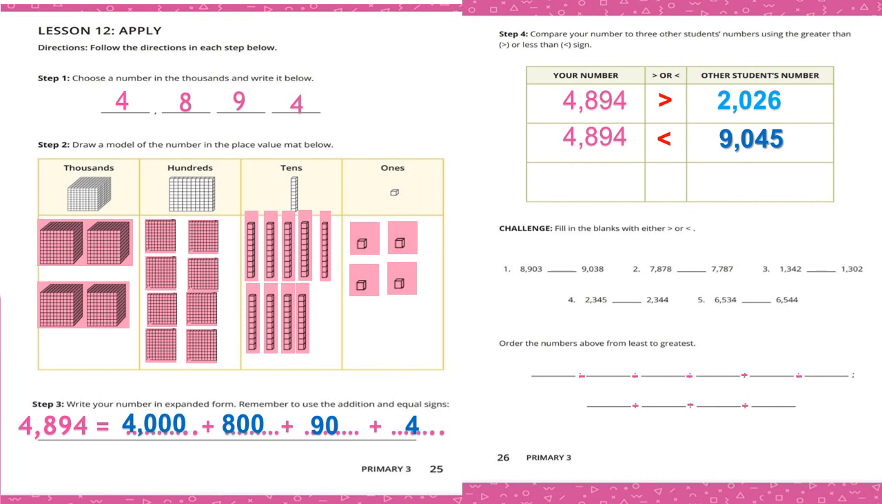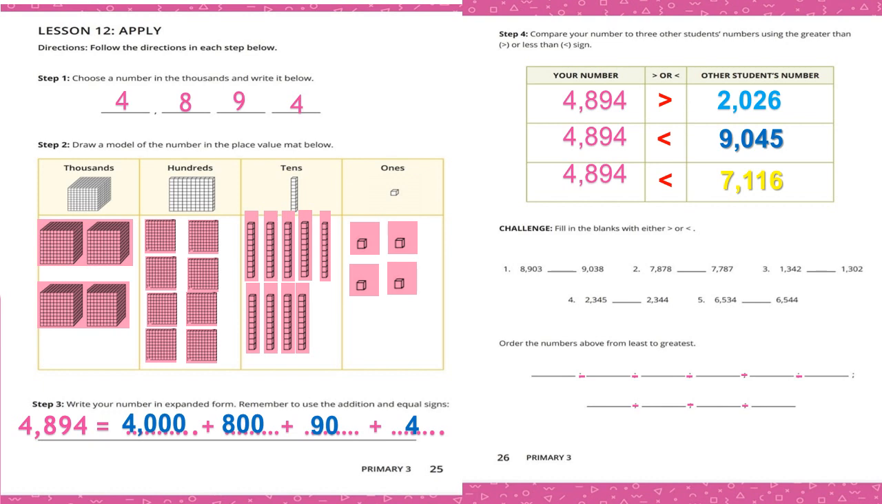Your number, student number, we have here 4,894 and 7,116. 4,000 or 7,000? Yeah, 7,000. Then 4,894 is less than 7,116.